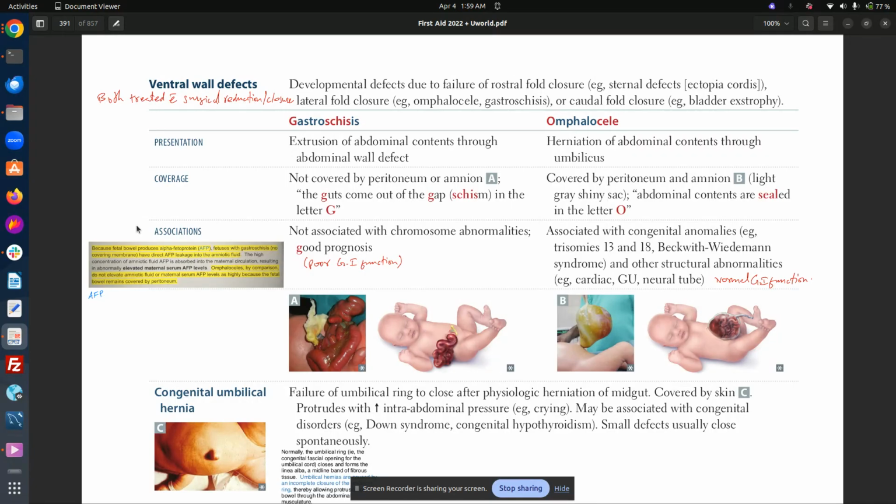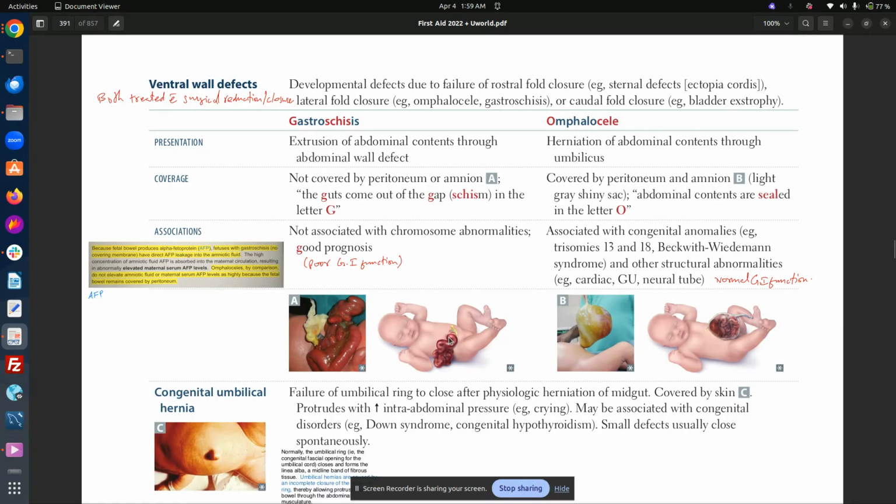And this defect is usually on the right of the umbilicus or right of the midline. It is not through the umbilicus. You can see the arrow. This is the umbilicus. And in picture A, you can see this defect is on the right of the midline. Okay. And there is evisceration of abdominal contents through the abdominal wall defect.